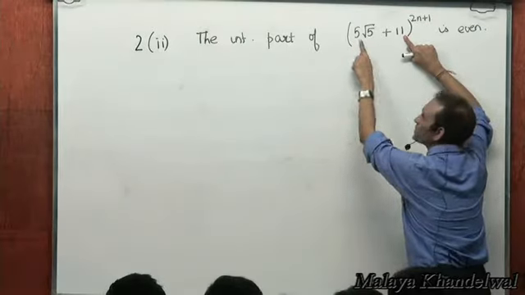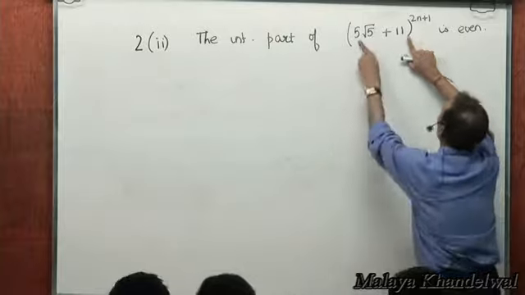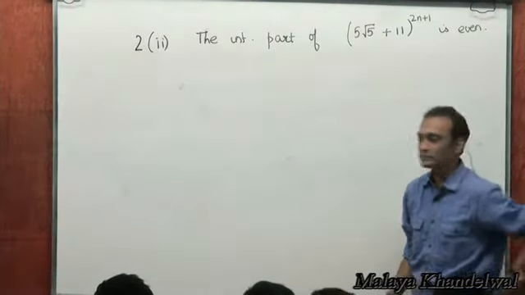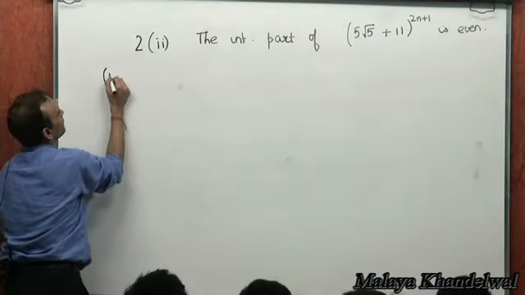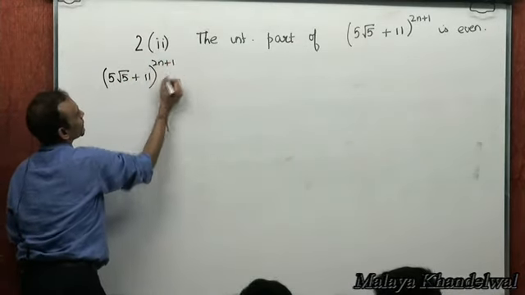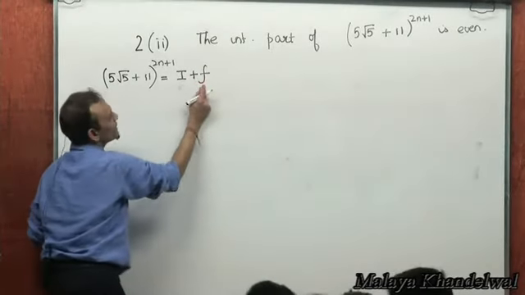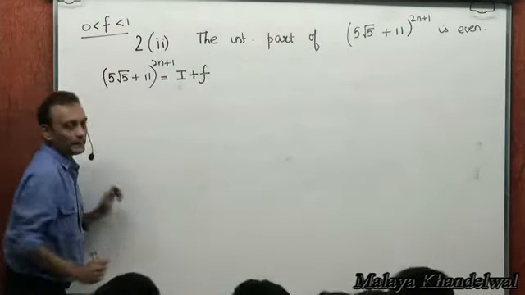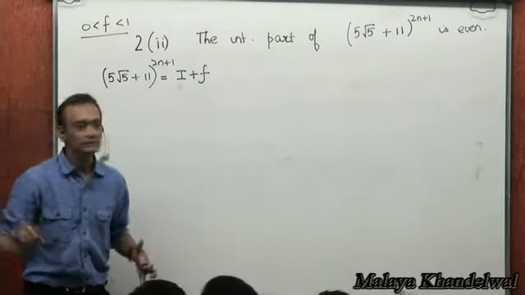For any value of n, this will be I point f. I is an integer, f is a number lying between 0 and 1. So this will be I plus f. I plus f, that will be I point f kind of a thing, isn't it? So 5 root 5 plus 11 to power 2n plus 1 is going to have an integer part, and after the decimals it will have a fractional part. F is a number lying between 0 and 1, right? I expand this binomially. Let me expand this binomially, right?